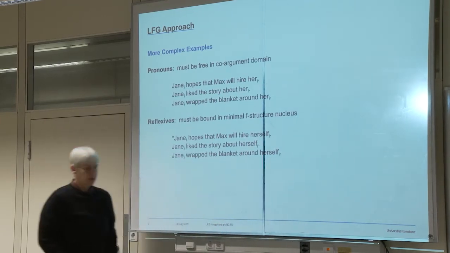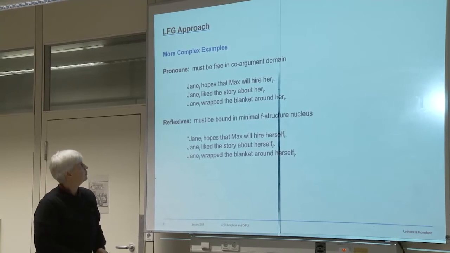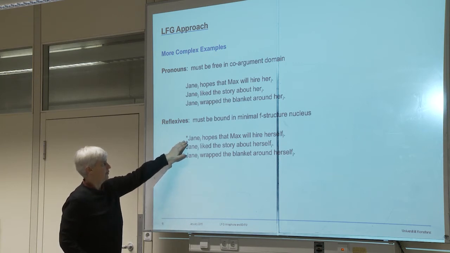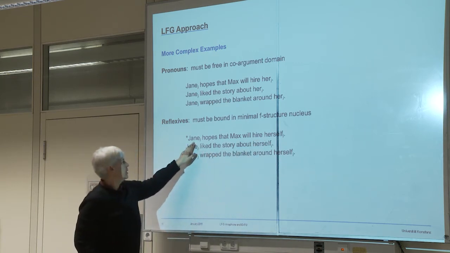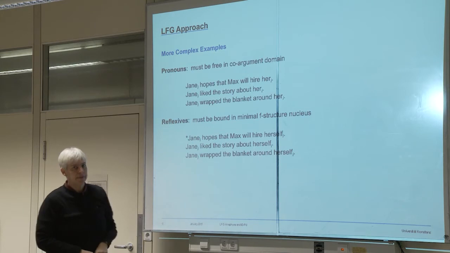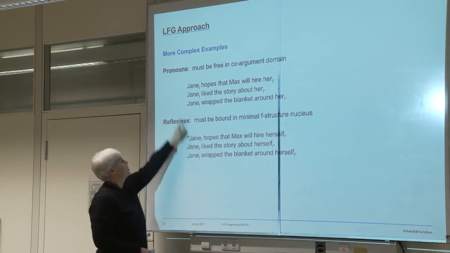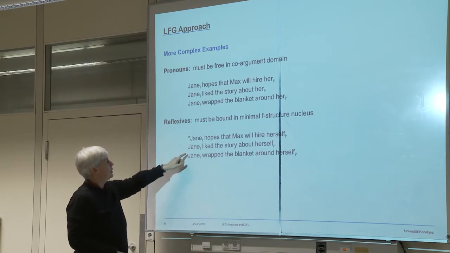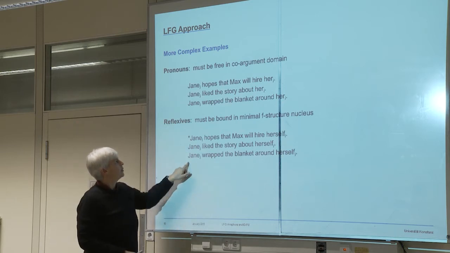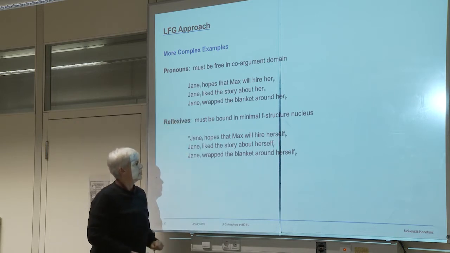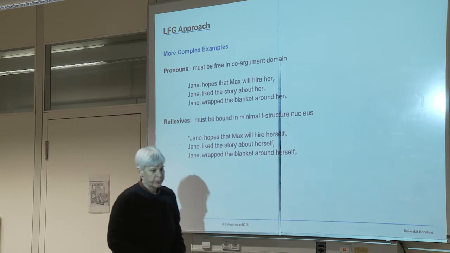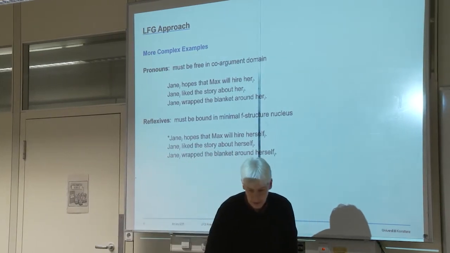Now let's look at some more complex examples. Jane hopes that Max will hire her versus Jane hopes that Max will hire herself. In this case, herself cannot refer to Jane. That's why I've got the star here. Up there, Jane hopes that Max will hire her. That works. Jane liked the story about her. That works. Jane liked the story about herself. That works apparently as well. Jane wrapped the blanket around herself works. Jane wrapped the blanket around her works as well. These two are the same type of example. It's just two different sentences, but it's the same structure.